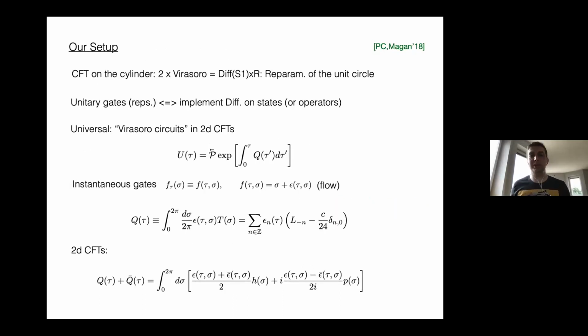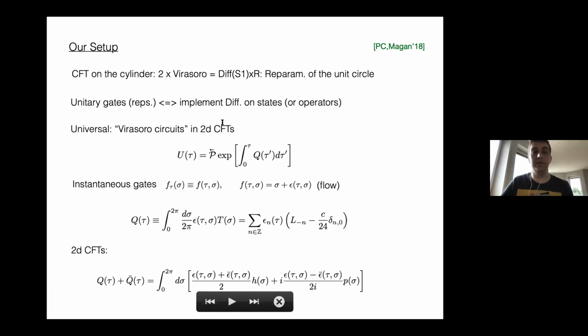Okay, so let me be precise about the setup. We define a CFT, a two-dimensional CFT on the cylinder, which has this basic symmetry of two Virasoros, which are just diffeomorphisms of the circle times the R, which is the central extension. And we think about them as just some reparametrizations of the unit circles, these Diff S1s. Then the unitary gates are just these representations that I told you before, unitary representations of this diffeomorphism, and they implement this diffeomorphism on states or on the operators.